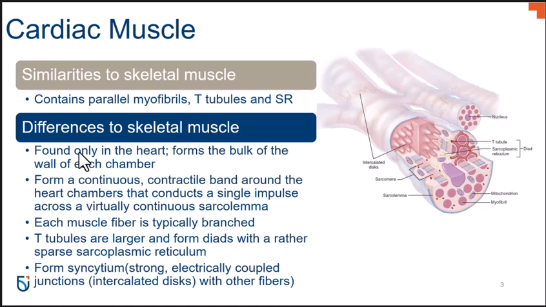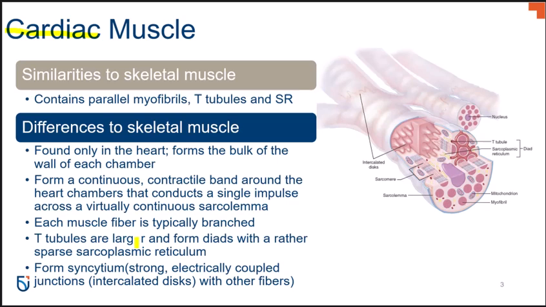Now, in looking specifically at features of cardiac muscle that distinguish it from other muscle types, we know that it's found only in the heart, and it's going to form the walls of each of the heart's 4 chambers. And we'll learn about this in the cardiovascular unit, but the chambers are going to contain blood that will be pumped by cardiac muscle out of the heart to areas such as the lungs and the rest of the body. Cardiac muscle fibers form this continuous contractile band around the heart chambers, and they will conduct a single impulse that will travel all throughout the heart. And that's what makes it unique.